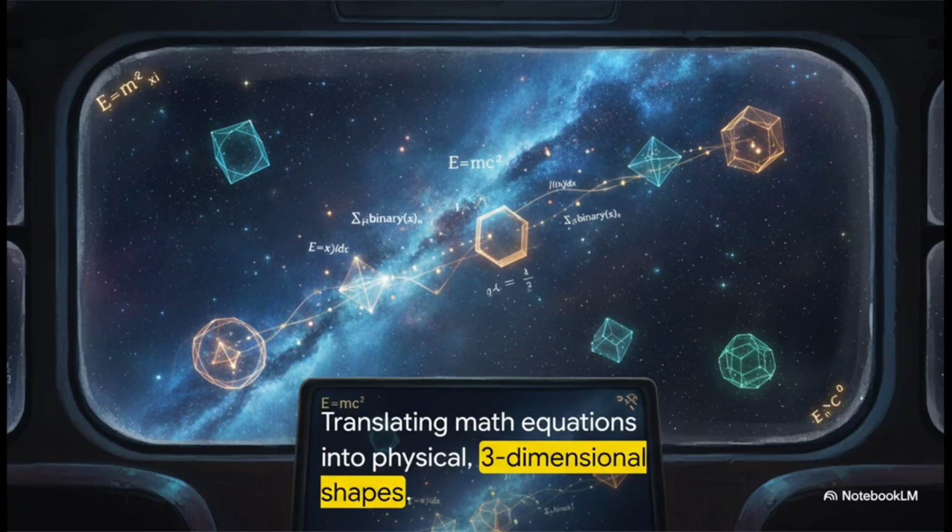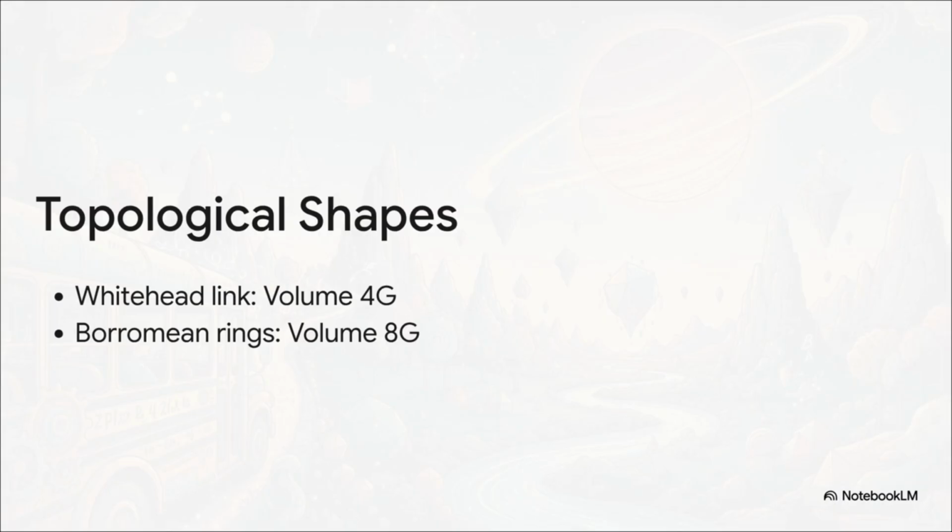Just picture these structures. In low-dimensional topology, the volume of a shape called the Whitehead link, which is basically a plane torus linked with a figure 8, is exactly 4 times Catalan's constant, or 4G. And then there's the Borromean rings. That's 3 interlocked rings where if you remove just one, the others instantly fall apart. Its volume? Exactly 8G. Guys, this is not just a math coincidence.